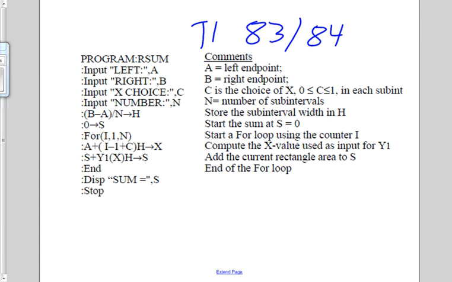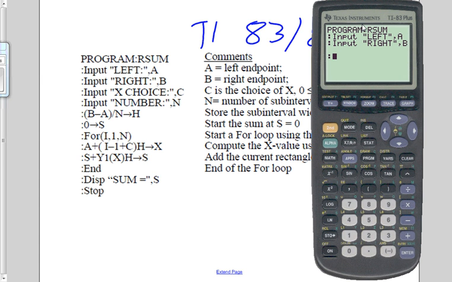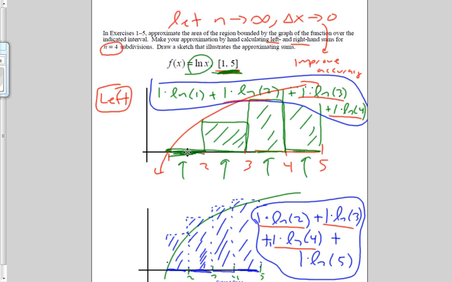So we're continuing on with our programming. So far, we've inputted our left bound and our right bound of the area that we're looking at. Going back to what we were doing before, finding the area of ln x from 1 to 5, 1 was our left bound, and 5 was our right bound. So our left bound, our right bound.